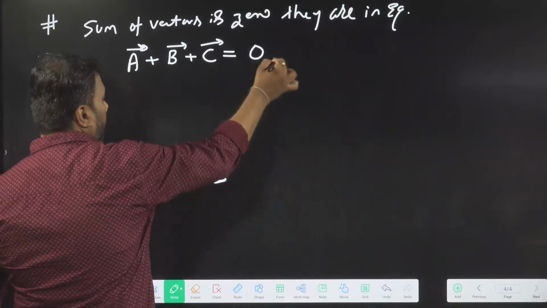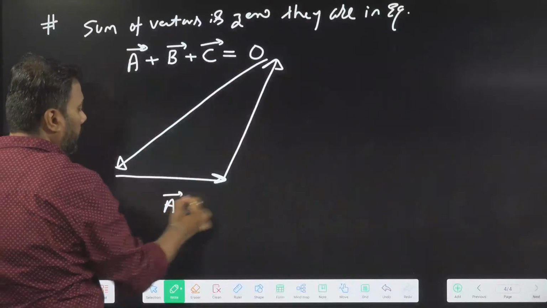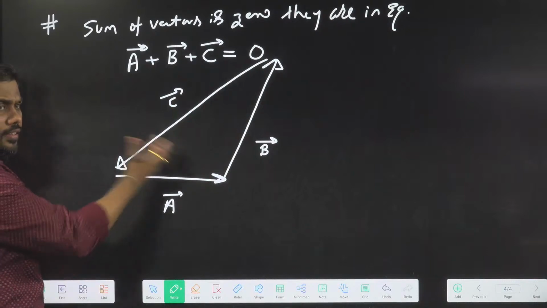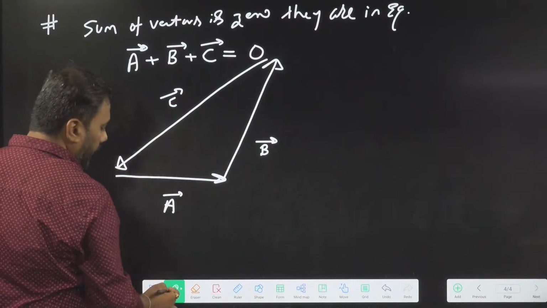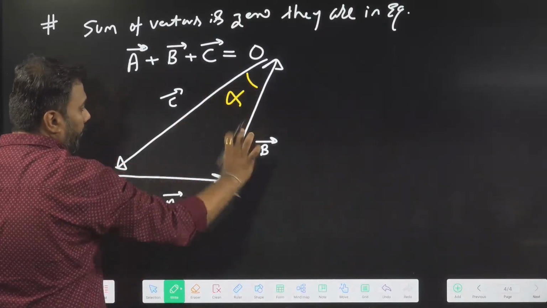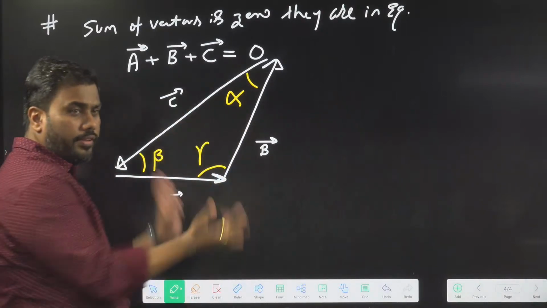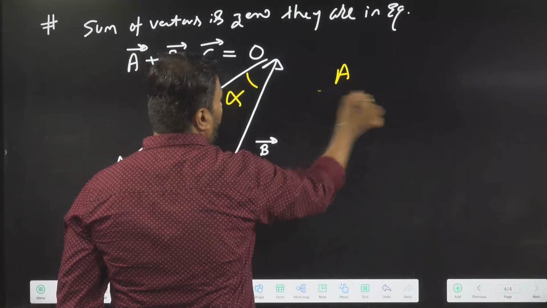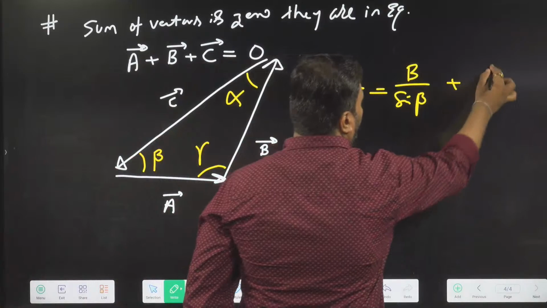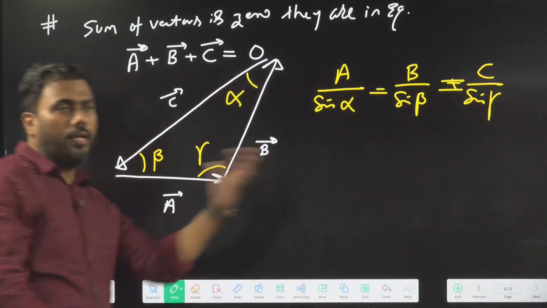Suppose these are my vectors, A vector, B vector, and this is your C vector. If they are arranged on the sides of a triangle like this, so that they create a closed triangle, then their sum may be 0. If this is the case, they follow a relation. In front of A vector, this angle is alpha. In front of B, this is beta. In front of C, this is gamma. They follow the sine law. What is the sine law? Length of A upon sine alpha, length of B upon sine beta, length of C upon sine gamma. These three are equal. This is called Lamy's theorem.